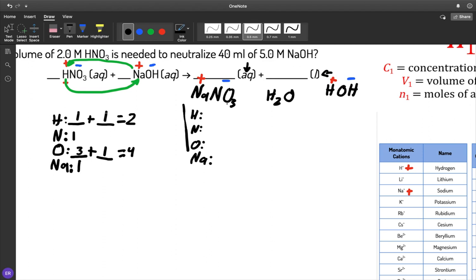Okay, so now let's take a look over here on our product side. Hydrogens. We have both of our hydrogens on H2O, so we have 2 hydrogens. Nitrogen, we only have 1. Oxygen, we have 3 on the first compound, plus 1 on the second compound, so 3 plus 1, making it a total of 4. And then Na, we have 1. So let's take a look.